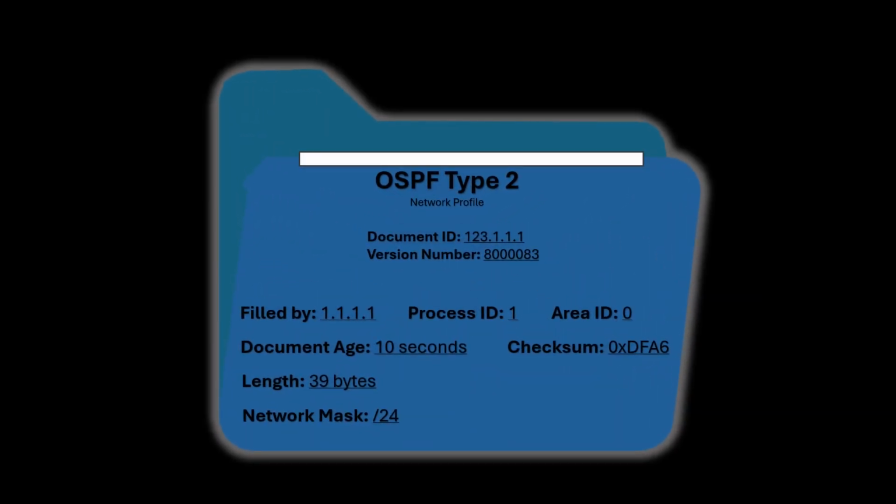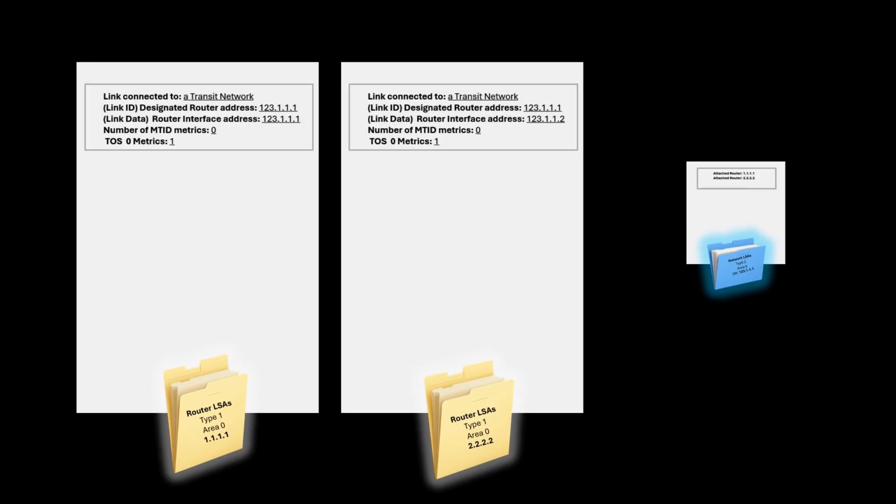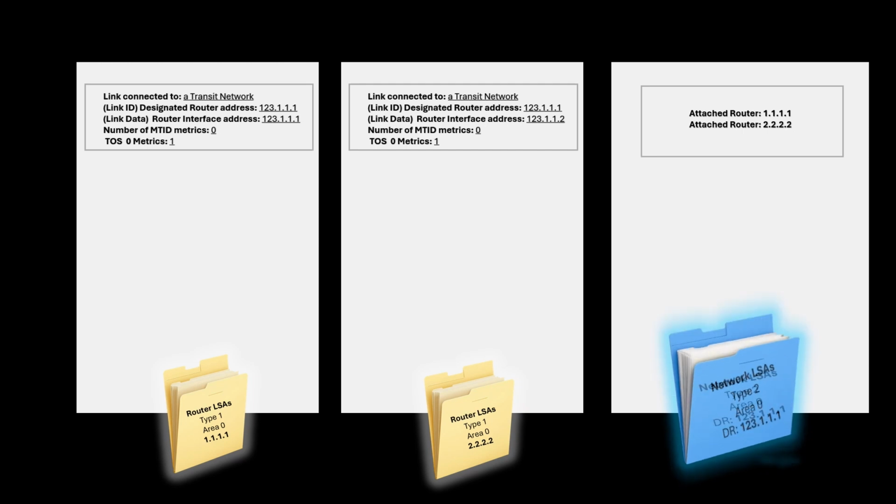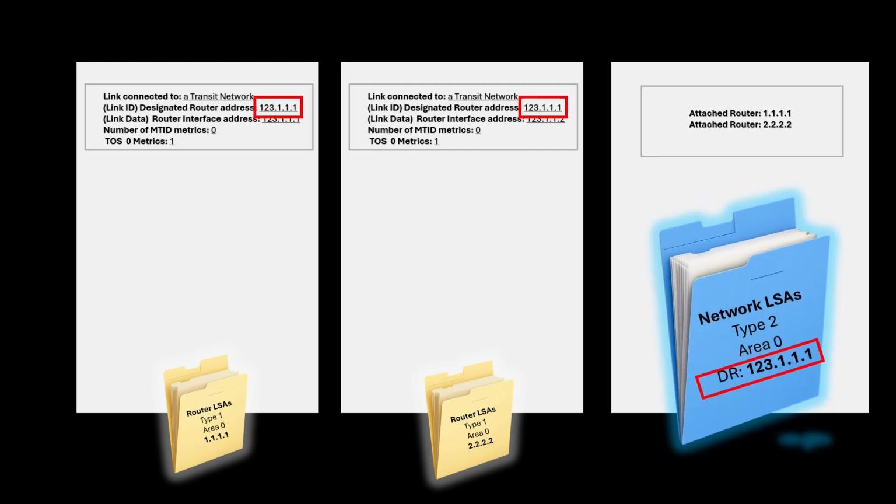The type 2, generated by the DR, describes the shared network, in this case, the 123.1.1.0/24 network. The records within this folder reference all the OSPF routers connected to the shared network. Instead of each type 1 containing a record for the shared network, each type 1 lists the local router's IP with a reference to the type 2.